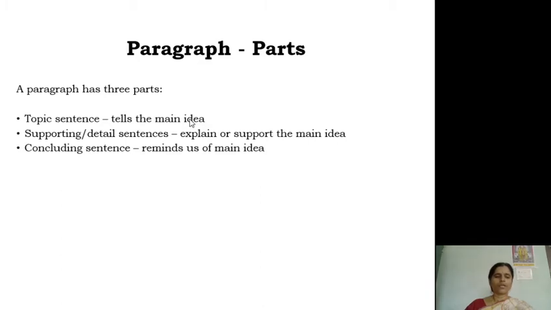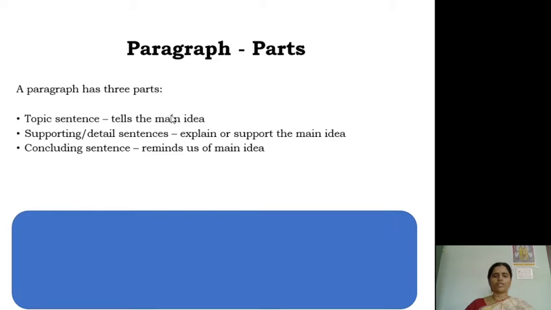And now the third part of the paragraph is the concluding sentence. So a paragraph has 3 parts. First one is the topic sentence. Second, supporting or detail sentences. Third part is the concluding sentence. This concluding sentence should restate the main idea. That means it should remind us about the main idea, or it should refer to the main idea.